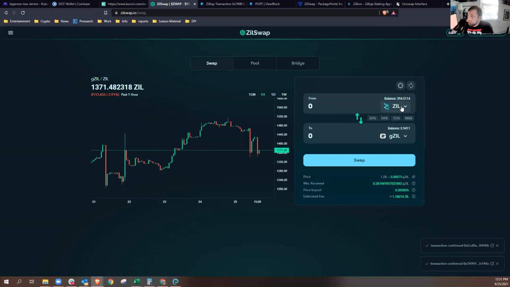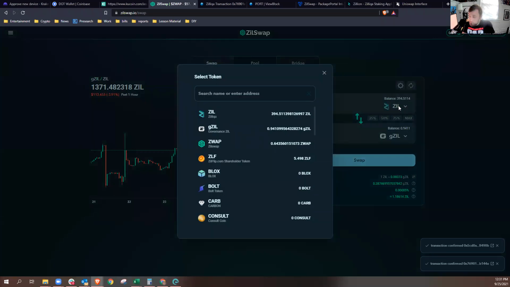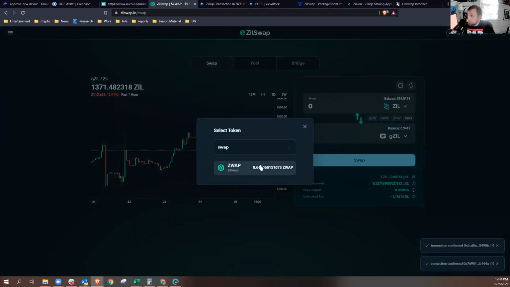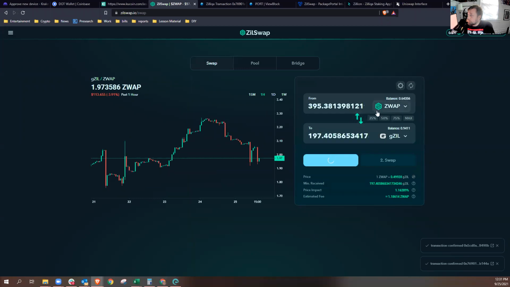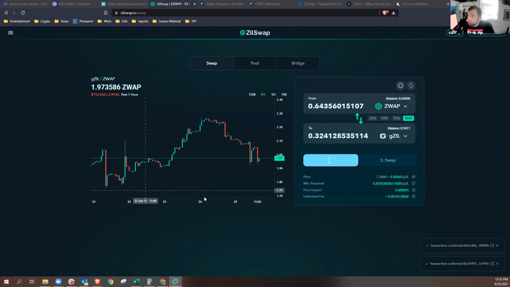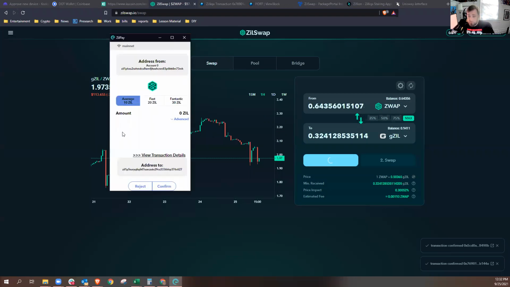Let's say, I don't know much about this ZIL swap. I've earned it. They gave it to me for free. I'm going to go ahead and trade it off. I'm going to click that. I'm going to trade it. I've gotten airdrops and free crypto before, and I've sold it for Ethereum. So I get this crypto, and now I can add more liquidity if I wanted to.